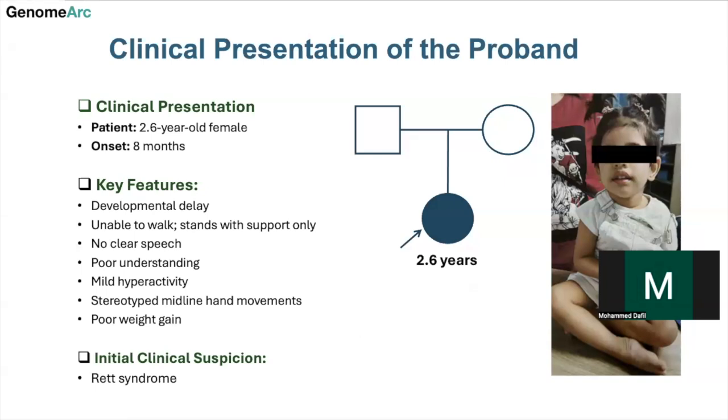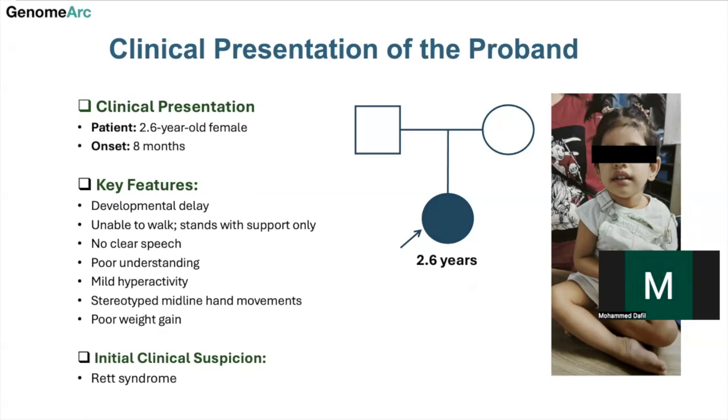2.5 years old. The onset of the clinical presentation was around 8 months. The key features of her clinical presentation include developmental delay. She was unable to walk, stands only with support, and has no clear speech at this age. She had poor understanding of her surroundings. Mild hyperactivity was also observed. Stereotyped midline head movement has been observed, and she has very poor weight gain.